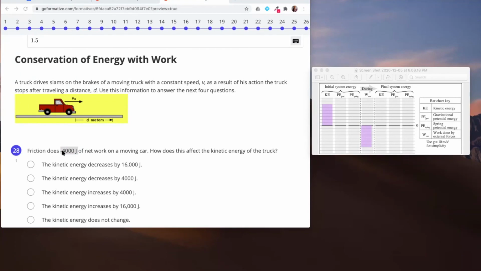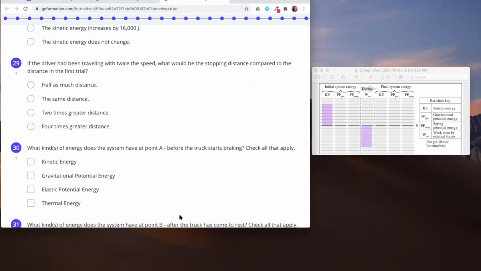So if friction does negative 4,000 joules of work on the car, that must mean that the kinetic energy is decreasing by 4,000. Now, if the driver had been traveling twice as fast, that would mean they increase their kinetic energy by 4 times. And if you're having trouble picturing this, it's because of that v squared. So I'm going to put a proportional symbol: the kinetic energy is proportional to v squared. So if you do twice the initial speed, that actually gives you 4 times the kinetic energy.